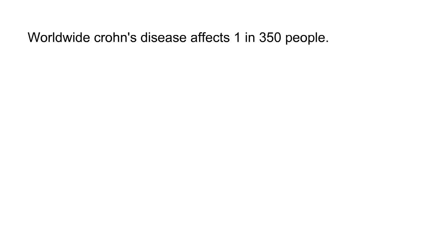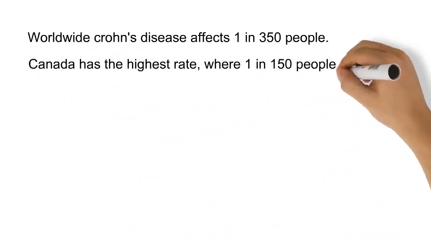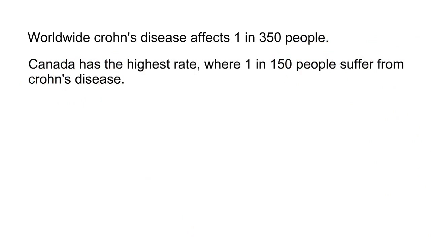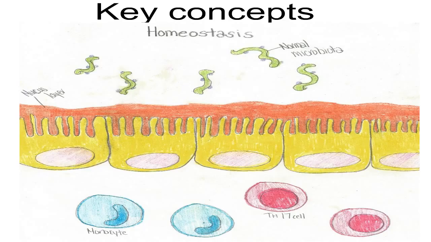Worldwide, Crohn's disease affects 1 in 350 people. Canada has the highest rate, where 1 in 150 people suffers from Crohn's disease. In the intestines, there's normally a thick mucosal layer which acts as a barrier against microbial invasions.